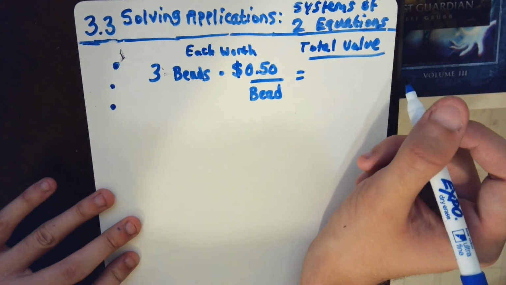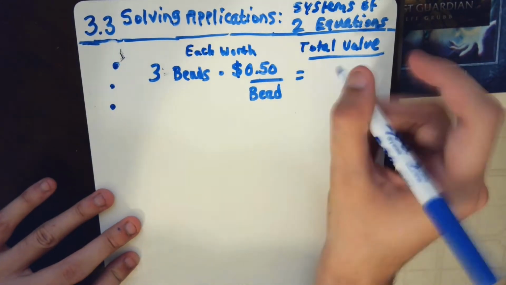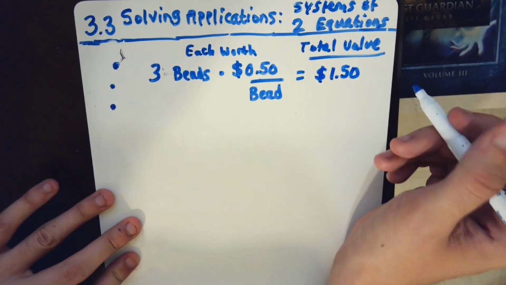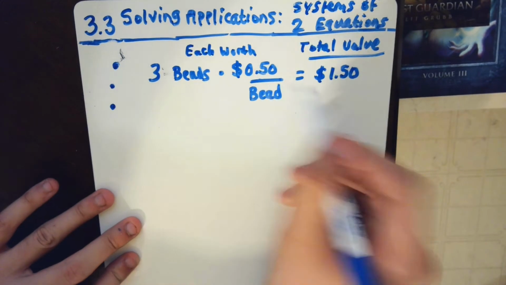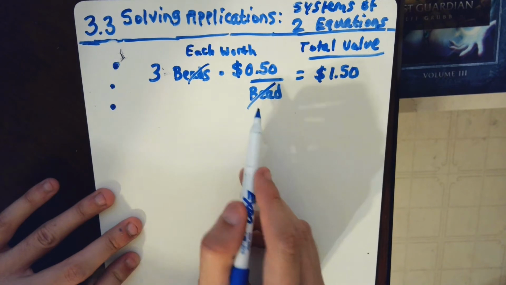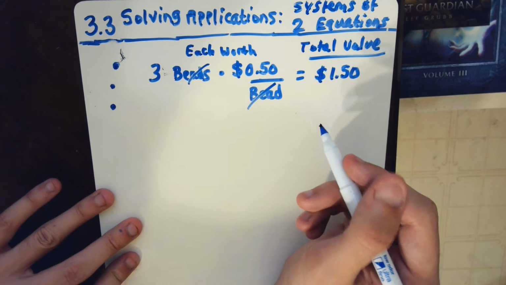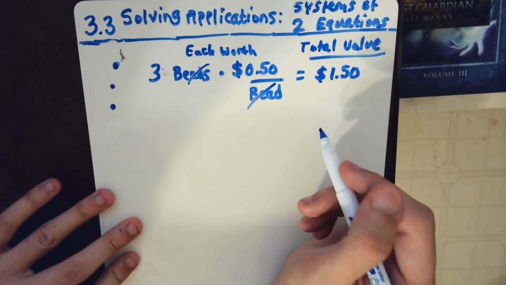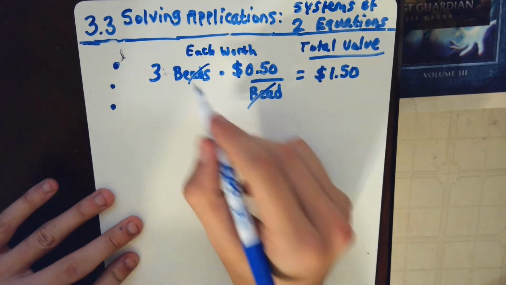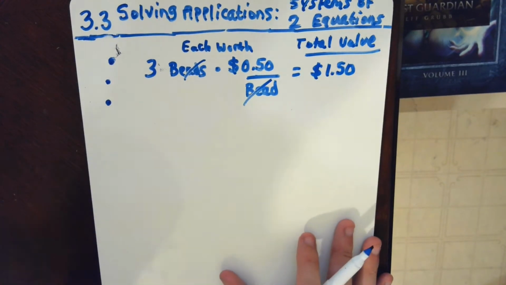Now, watch what happens. We get 3 times 50 cents. That gives you $1.50. So notice that in this equation, the beads are canceling out on the left-hand side of this equation. So you're just left with dollars. So whenever you want to calculate the total value of some quantity of something that's worth something at some price, you just multiply the unit price times the number of that quantity. So that's just something I wanted to touch on first before we get into this example.